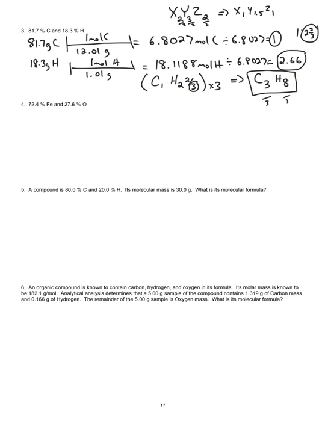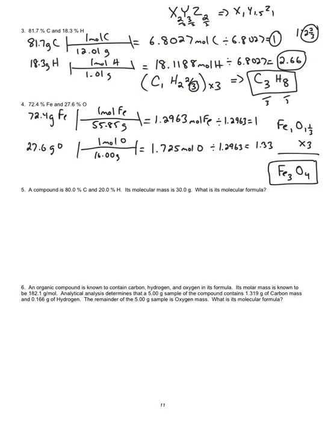Number 4 is very similar to number 3, and see if you can figure out the empirical formula for this iron-oxygen compound. You can see the math, converting the grams of iron to moles, to oxygen moles. The smallest mole quantity of the two is 1.2963. Dividing both of them by that number, we get 1 and we get 1.33. And 0.33 is 1 1/3. So now we're going to multiply both subscripts by 3, and we get Fe3O4. That is the empirical formula of this chemical compound.